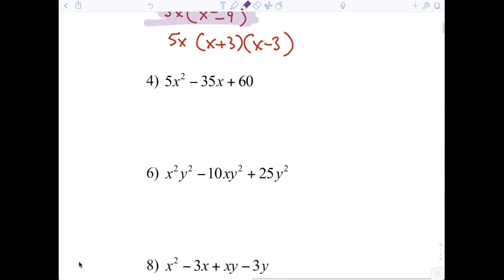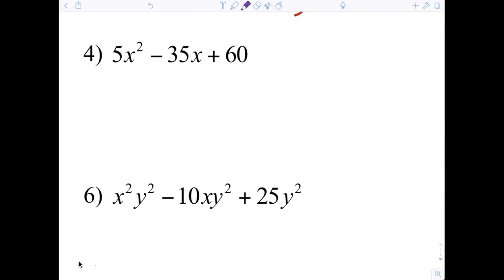All right. So let's look at number 4 now. GCF is what? 5. Everybody good? All right. So let's pull out a 5. What's left behind? X squared minus 7x plus 12. Everybody good with that? Any questions? Carly? You good? Yeah, I'm good, but I put 5x in front.